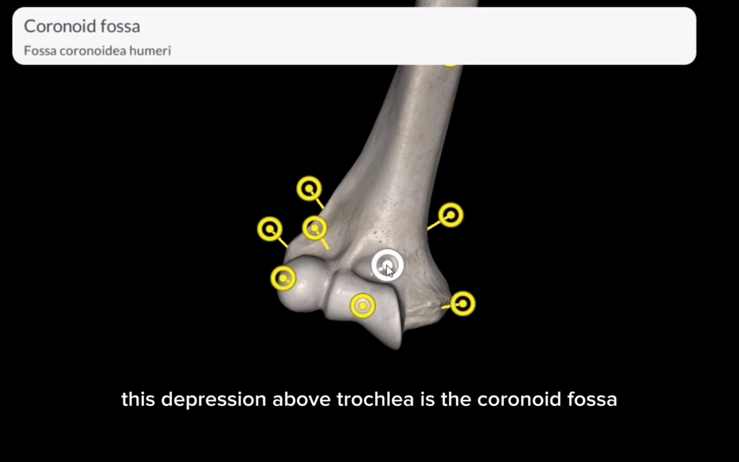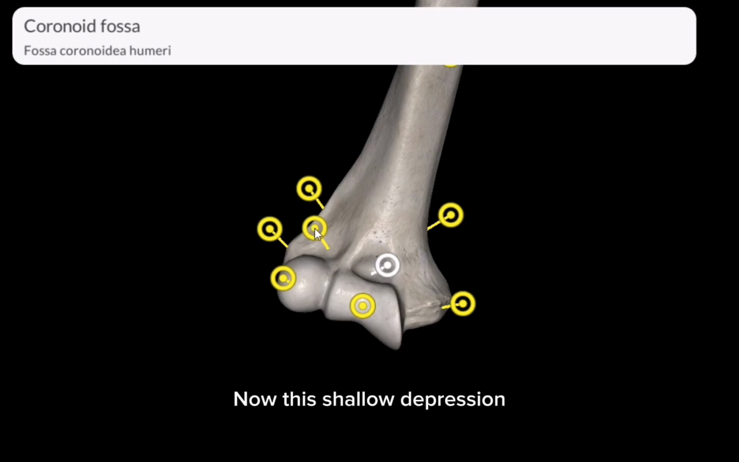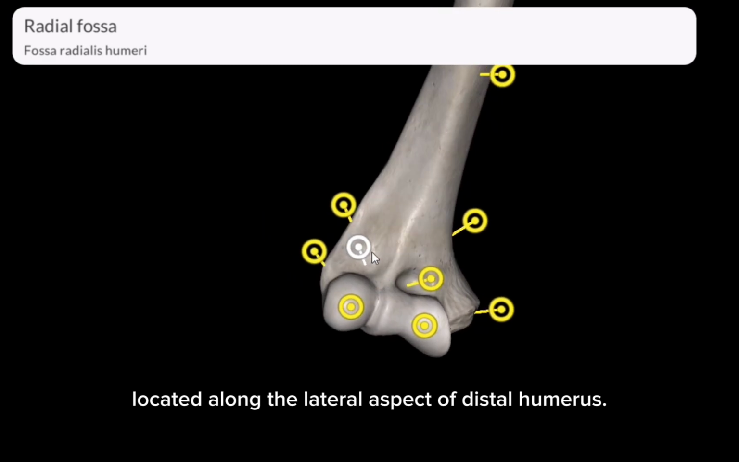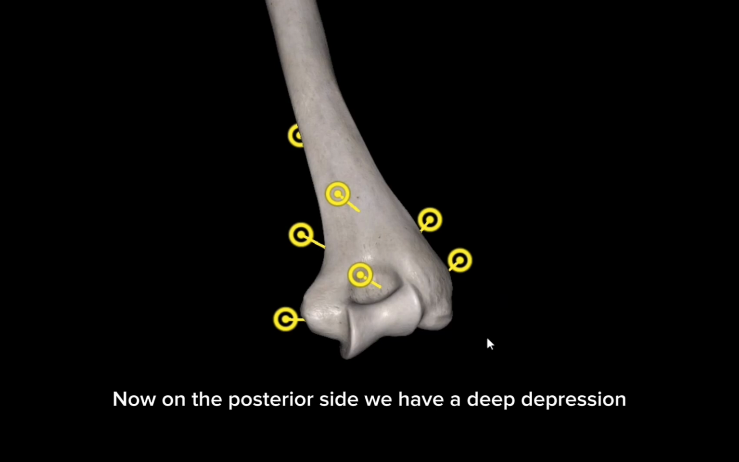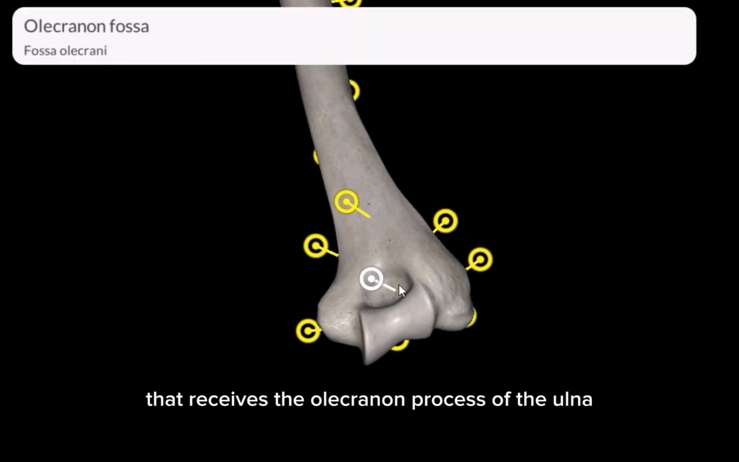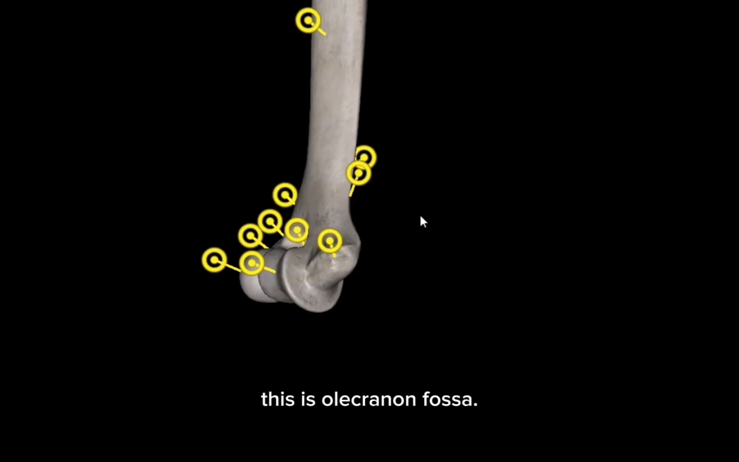Now this depression above the trochlea is the coronoid fossa, which accommodates the coronoid process of the ulna during flexion of the elbow joint. Now this shallow depression just above the capitellum is the radial fossa, located along the lateral aspect of the distal humerus. Now on the posterior side we have a deep depression posterior to the trochlea that receives the olecranon process of the ulna during extension of the elbow joint. This is the olecranon fossa.